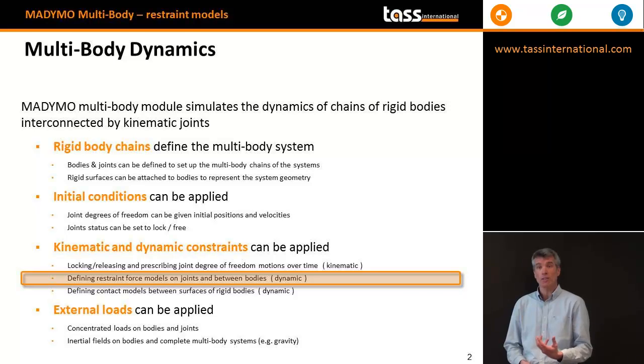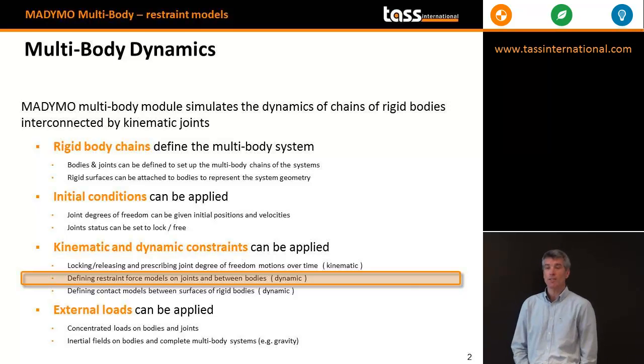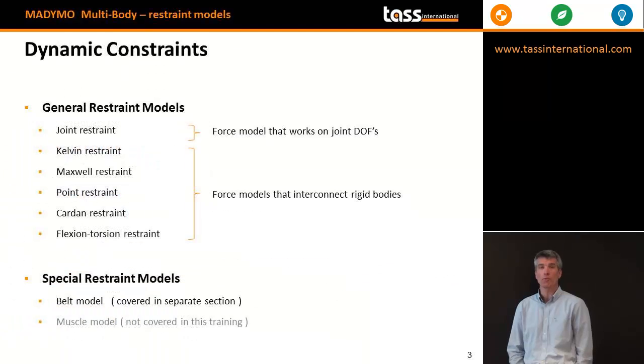But you can imagine that those doors also have a spring between the door and the wall. That's another type of restraint. That's a restraint between two bodies. In the next slide, you'll see an overview of the restraint models which we currently have available within MADYMO.